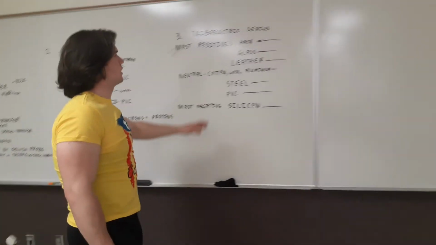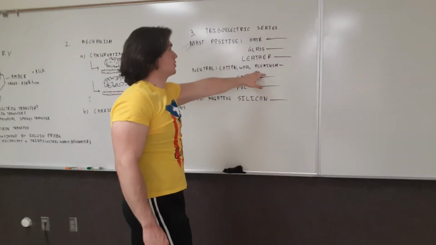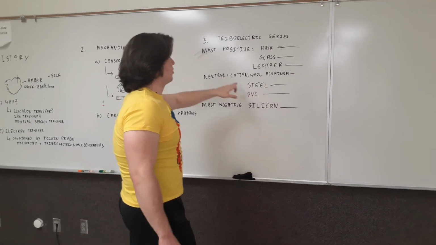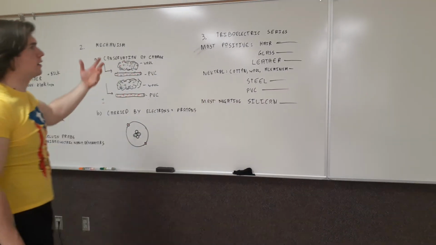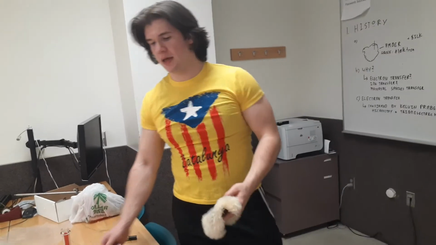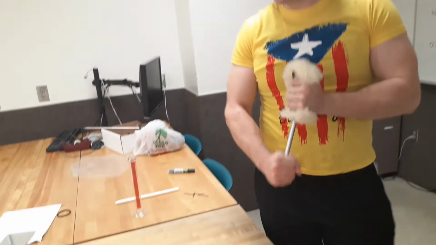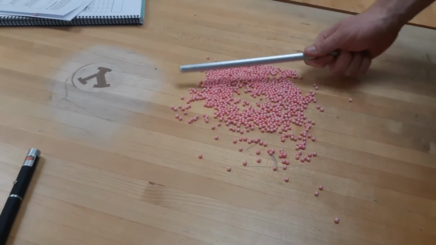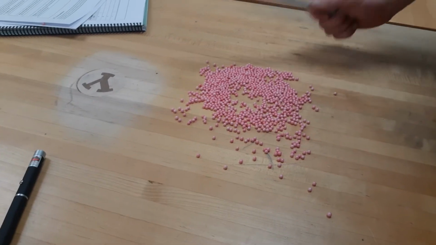Now, finally, if we were to take wool and rub it against aluminum, which are exactly on the same level of neutral, at the exact same point on the triboelectric series, we would expect to see absolutely no effect. There's not going to be any separation of charge. As you can see, those little peanuts aren't going anywhere.